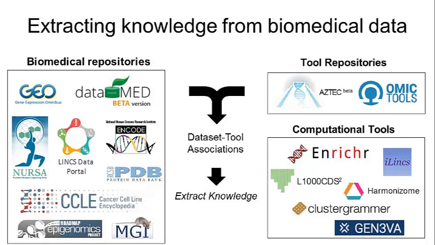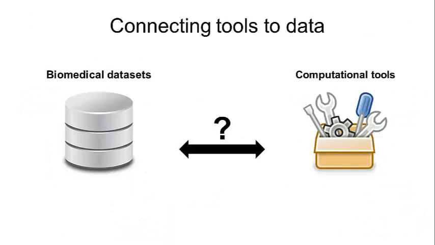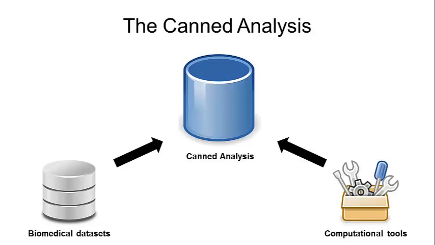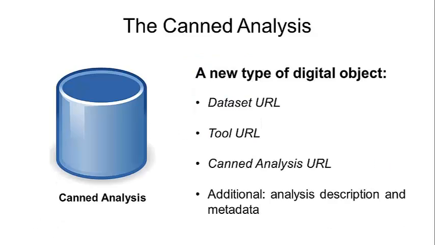So the key aim of our project is to develop a platform which will allow users to create, store, browse, and find associations between datasets and the computational tools which can operate on them. So the key question we asked ourselves when defining this project is how to define a simple but effective solution to linking datasets to the computational tools which can operate on them. The solution we propose to address this issue is a new type of digital object known as the canned analysis. In our model, the canned analysis is defined by three key elements.